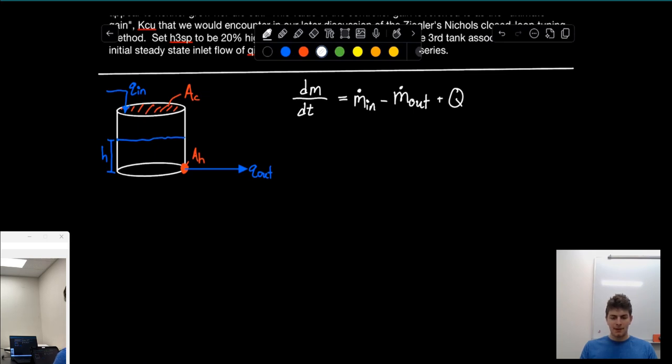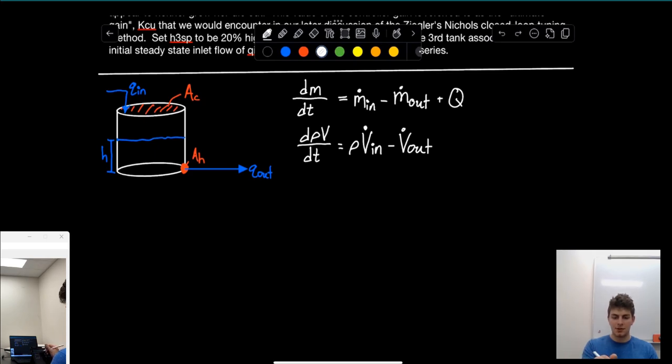For any time. Now, if we go ahead and pull that mass term out a little bit, it might be difficult to envision mass here. So what we're going to do is change mass into volume. How are we going to do that? Well, density times volume is mass. And that's going to be equal to density times volumetric flow rate in minus volumetric flow rate out.